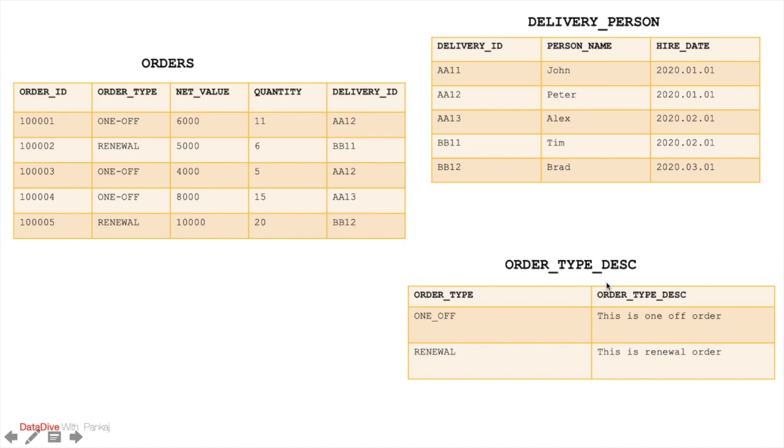So can I perform a lookup in bots when our lookup data set is a file? That's why whenever I try to talk about lookup, I say lookup data set, because that data set can be a file or it can be a table. Delivery person was a table and order type description is a file. So how are we going to handle it? Let's see that in bots.